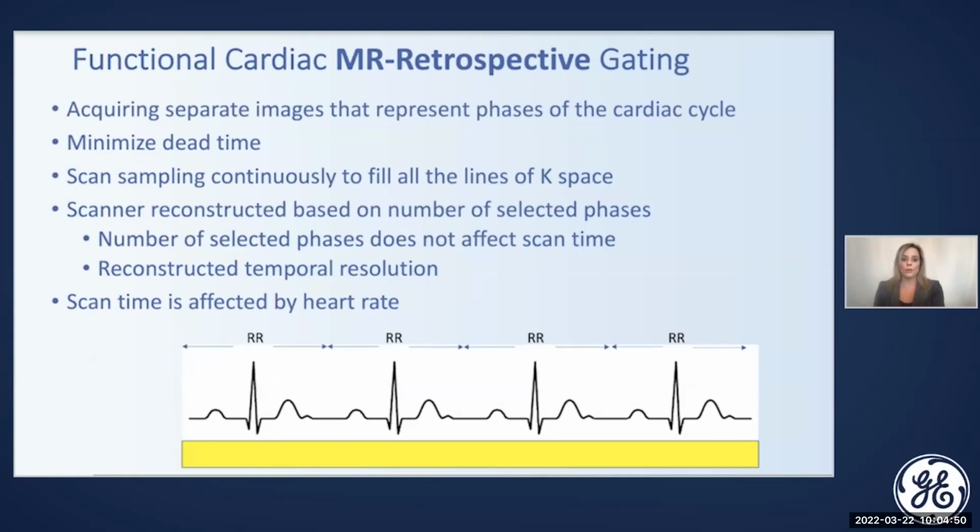When we talk about retrospective gating, we are sampling continuously to fill all of the lines in K-space, and we're acquiring separate images that represent each phase of the cardiac cycle. We want to minimize any dead time, and after we fill the lines of K-space, the scanner will go back and reconstruct the number of selected phases that we choose. And that number of selected phases does not affect the scan time. The scan time is really affected by the heart rate.